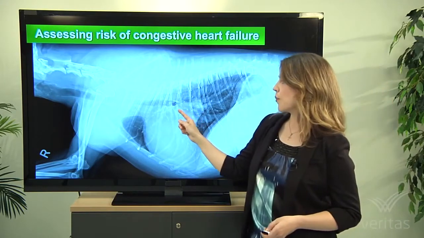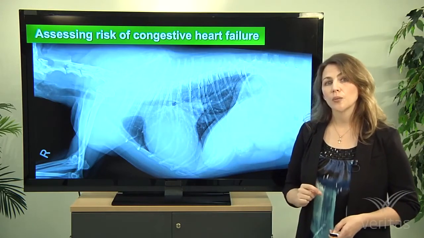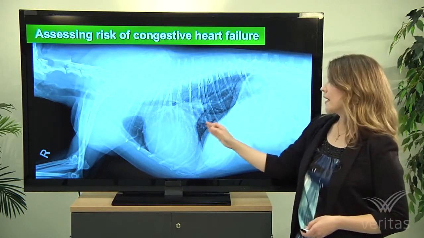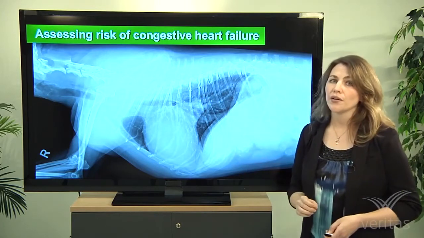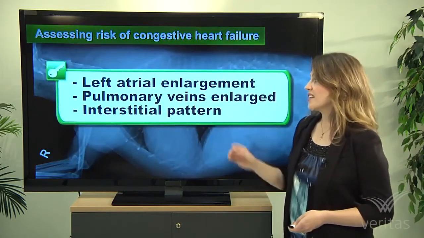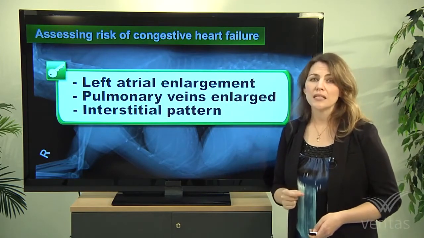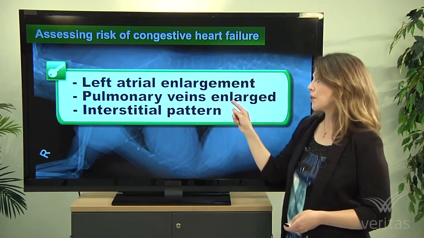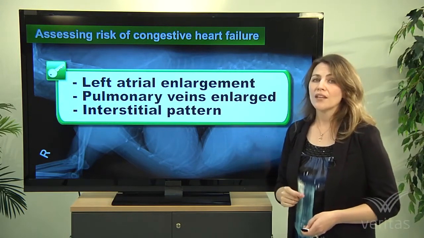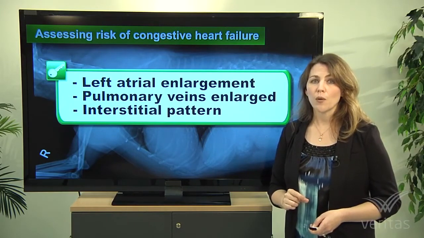And we also look for pulmonary venous congestion. Do the veins look big? And we'll go into that a little bit further in a moment. And then I look, is there an interstitial pattern that would suggest there is pulmonary edema? So the things that I'm looking for risk, left atrial enlargement. So when the left atrium is big, there's increased risk of having congestive heart failure. If the pulmonary veins are enlarged, and then also if there's that interstitial pattern that proves to us that there is pulmonary edema.